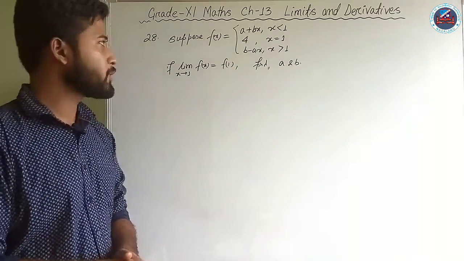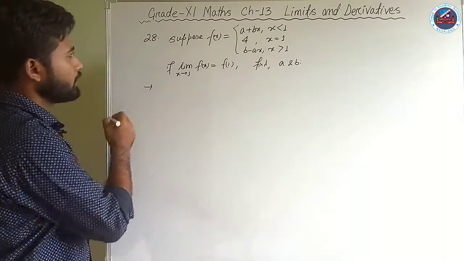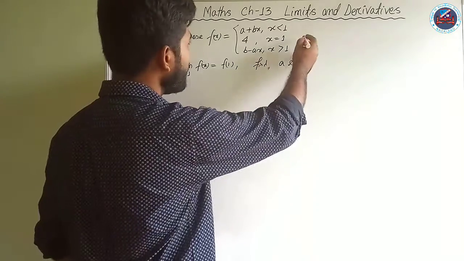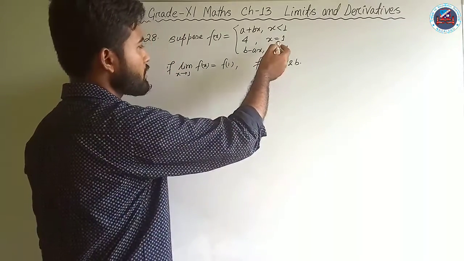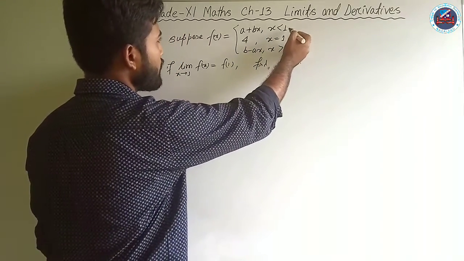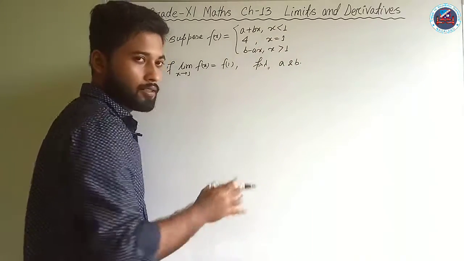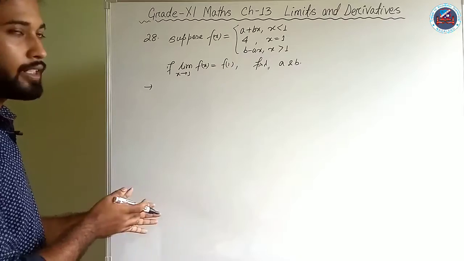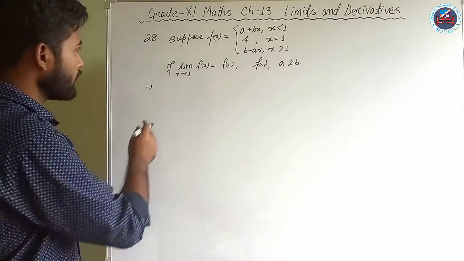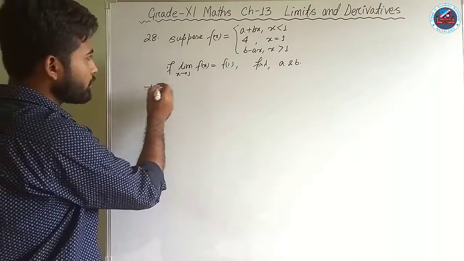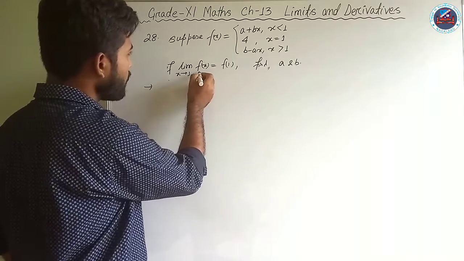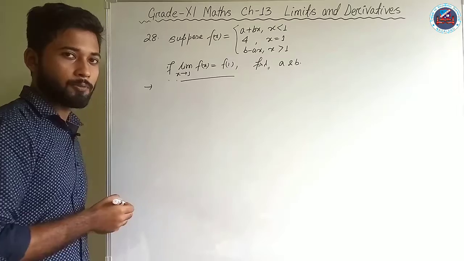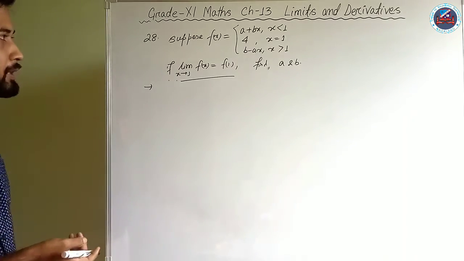Now let us see question number 28. Here they have given a function f(x), and we need to find the limit at the point 1, because we can see here that they have defined the limit using 1 itself, that is x is varying just near 1. Okay, so the condition is that limit of f(x) when x is tending to 1 is equal to f of 1, so we need to find a and b.